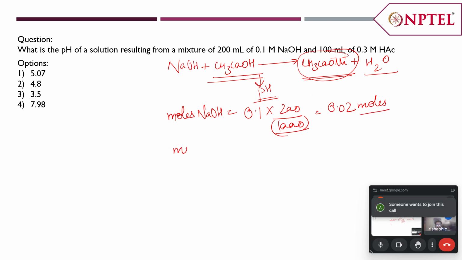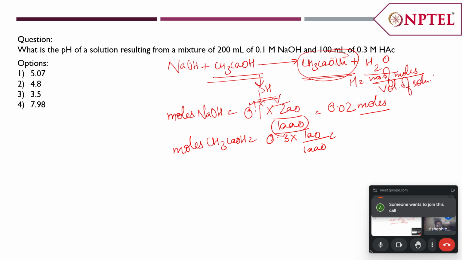Then we have the moles of acetic acid that were used initially. The same concept applies here. Okay, so why have we multiplied the molarity by the volume? Because the formula for molarity is number of moles of solute by volume of solution in liters. So we have to calculate the number of moles, so we'll multiply molarity with the volume of the solution. So here it will come to 0.03 moles.